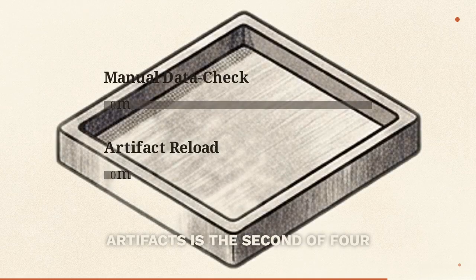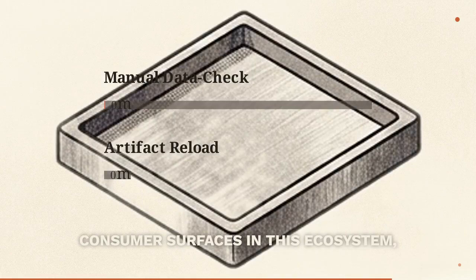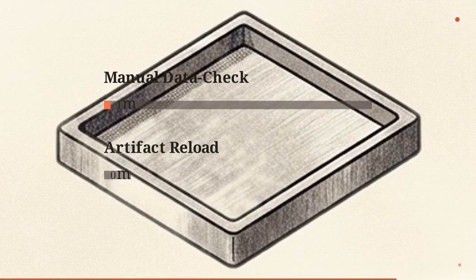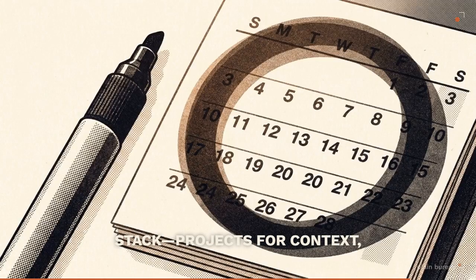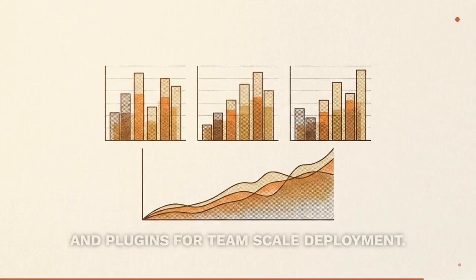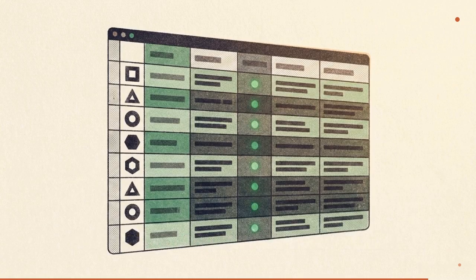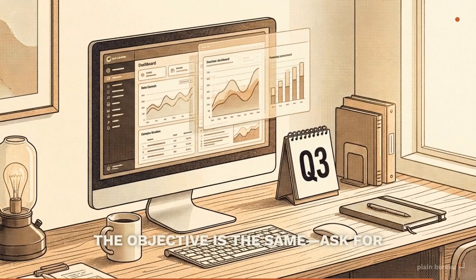Artifacts is the second of 4 consumer surfaces in this ecosystem, sitting alongside Design, Chrome, and MCP. These surfaces rest on a foundational stack: projects for context, skills for workflow, Claude Code for local files, and plugins for team-scale deployment. Across all these tools, the objective is the same. Ask for a thing, not a sentence.